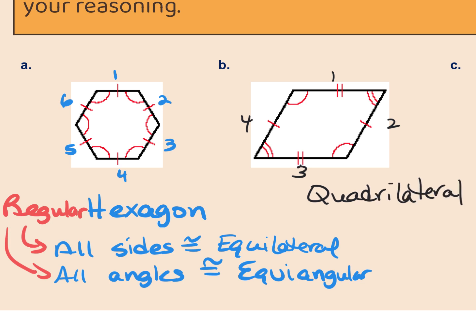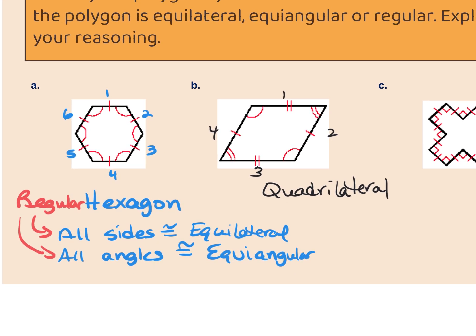And now I'm going to go back to look at the sides. Notice all 4 sides, they have different markings. So I do not have all sides congruent. And the same thing with the angles. So this is just a quadrilateral. It's not regular, it's not equiangular, and it's not equilateral. It's just a quadrilateral. Coming up after Thanksgiving, we're going to learn that this is a parallelogram.